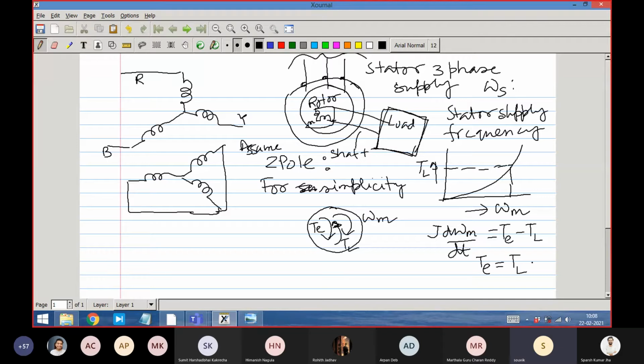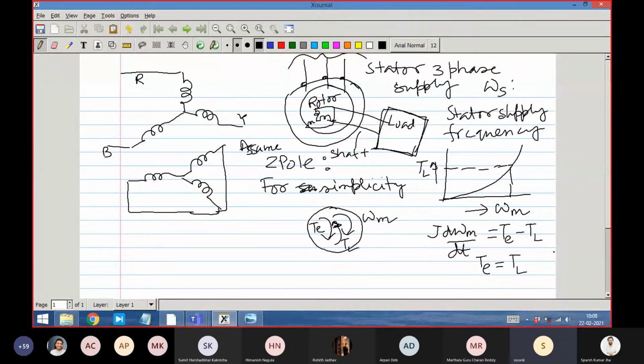If I let it run, at a certain point of time, there has to be energy balance. Energy balance is very fundamental. Anything that happens in nature follows this law, energy balance. So this also will follow energy balance. Work done or energy is T_L into omega. Torque into speed is power. So the power balance has to happen. Input power has to become equal to output power.